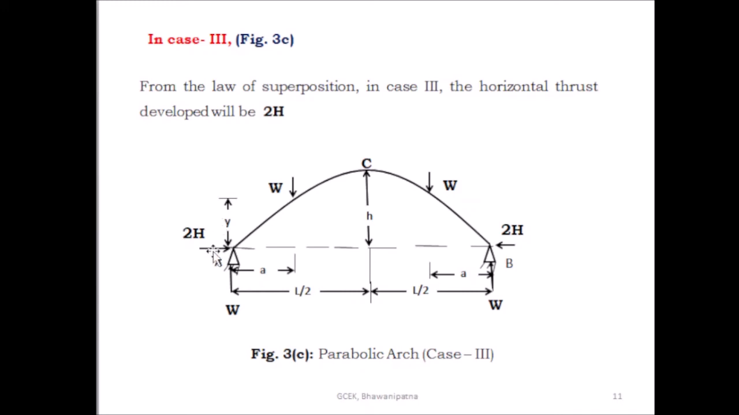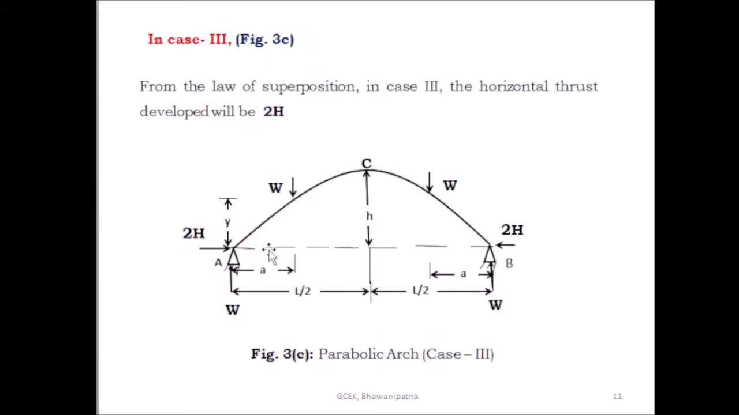So this is 2H, because when the load is present on this side, the horizontal thrust developed is H, and when the load is present on this side, the horizontal thrust developed is H. But when the load is present on both sides, that is at a distance A from both the supports, in that case you have to find out from the law of superposition, the horizontal thrust developed will be 2H.